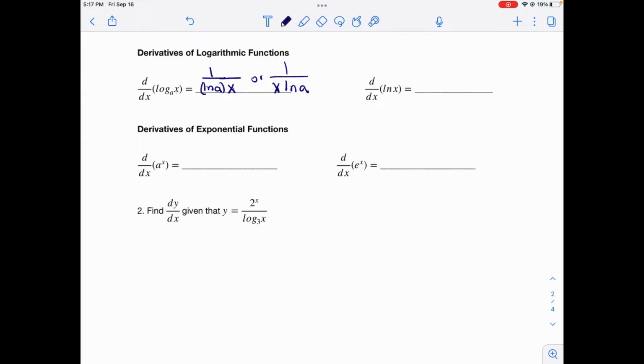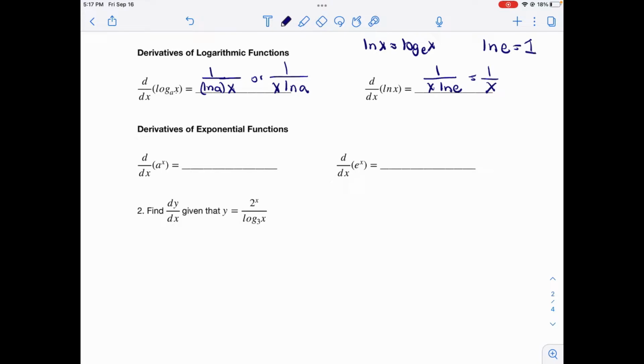Now, to find the derivative with respect to x of the natural log of x, just remember the natural log is equal to log base e of x. That was how we defined the natural log when you were in algebra class. So this would be 1 over x natural log of e, but remember the natural log of e is equal to 1. So this would simplify down to just 1 over x. So just remember, the derivative of the natural log of x is 1 over x.